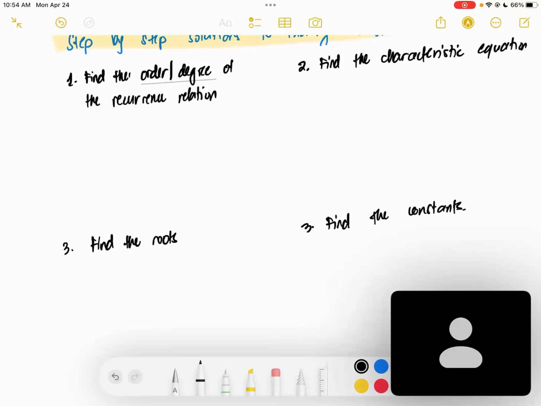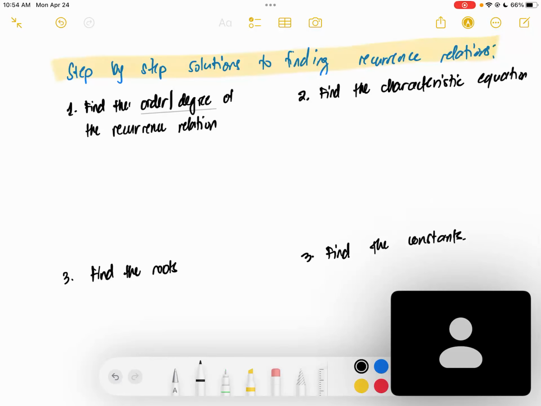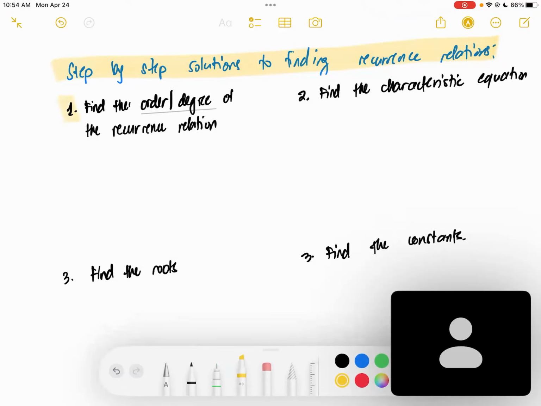Okay, so hi everyone. In this video, we are going to discuss step-by-step solutions to find recurrence solutions. These are the four main steps. First is finding the order or degree of the recurrence relation, then finding the characteristic equation, then finding the roots, and finding the constants.